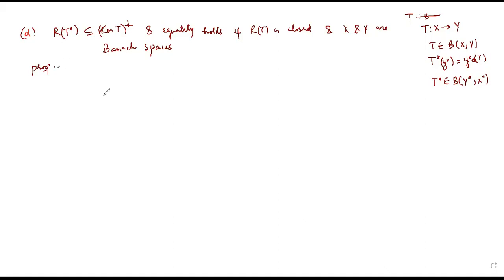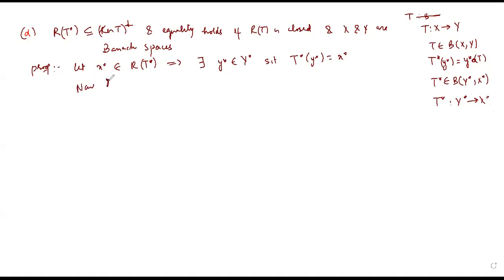Okay, now proof. Now पहले दिखाएंगे इसका सबसेट है जो कि rather easy है. Now let X star belong to the range of T star. It implies that there exists some Y star belonging to Y star such that T star applied to Y star is equal to X star, because T star is a mapping from Y star to X star. अगर इसकी range में कोई होगा तो of course it would have a pre-image, of course.